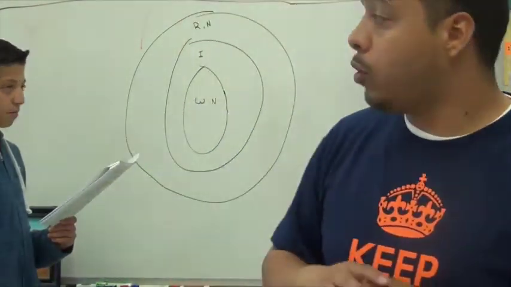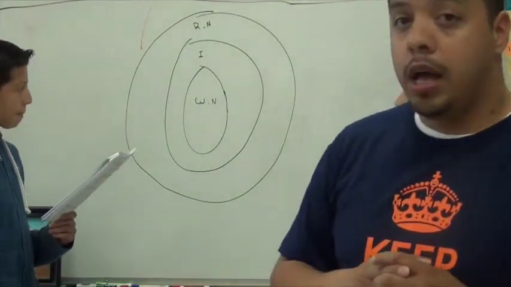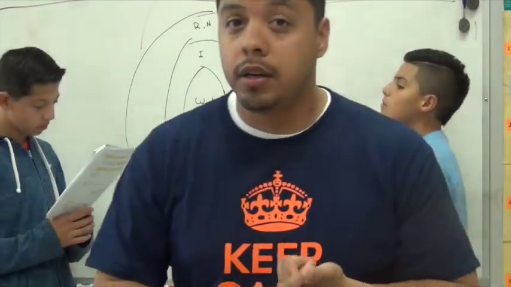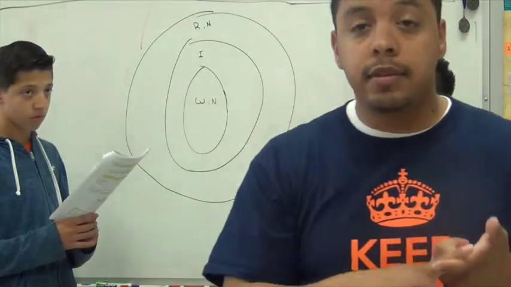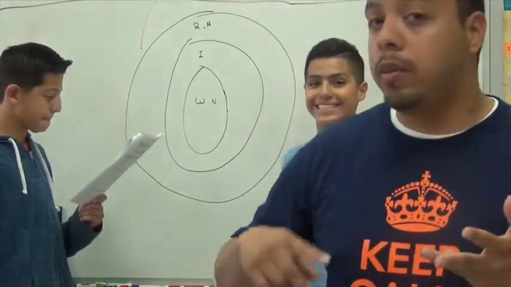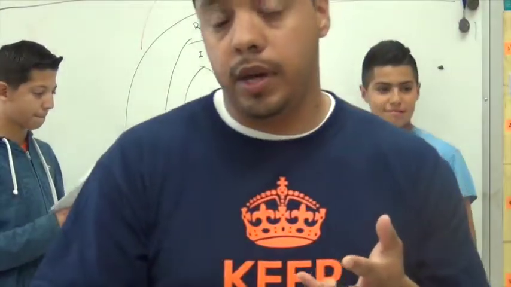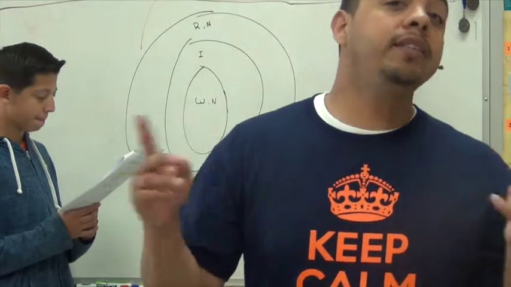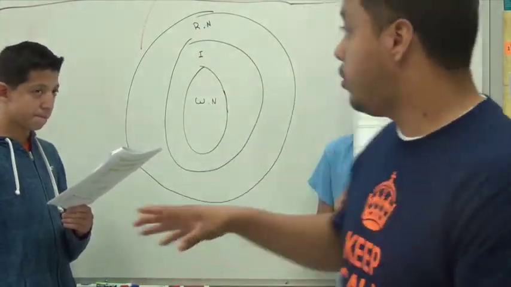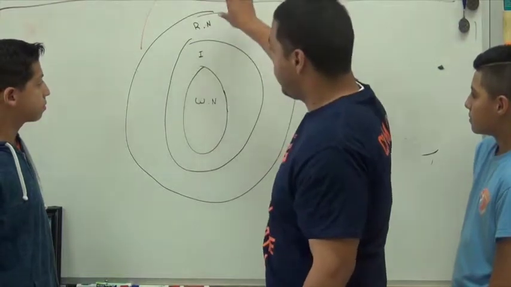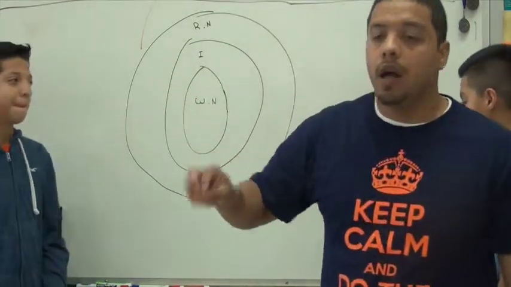In this particular case, going back to rational numbers, a rational number could be a fraction, a rational number could be a decimal, a rational number could be a negative number, a rational number could be a whole number, positive or negative, it could be pretty much any type of number. So that's why this circle encompasses all of this within it. Does that make sense?